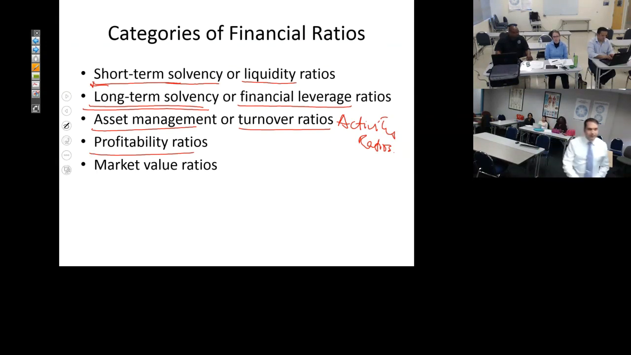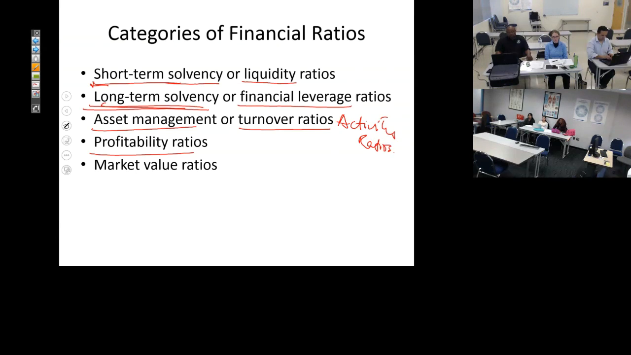So it is not actually about the management of the long-term assets. It's only the long-term solvency, whether it will be able to pay its long-term liabilities. Yeah, when we calculate these ratios, we will take into account the debt and assets as well. In the long-term solvency. So we will do that.